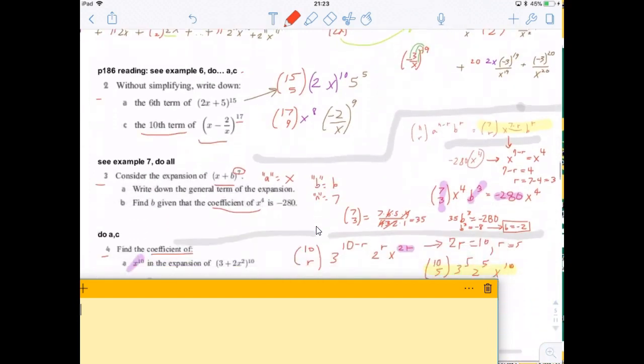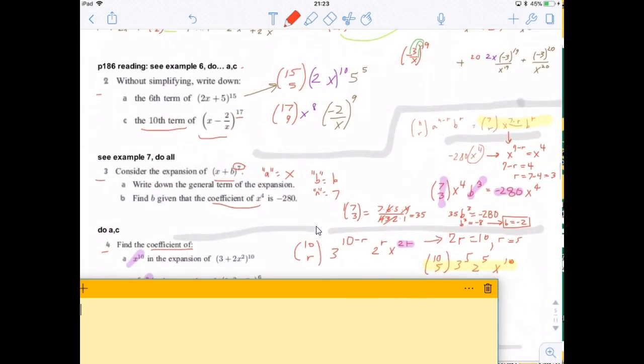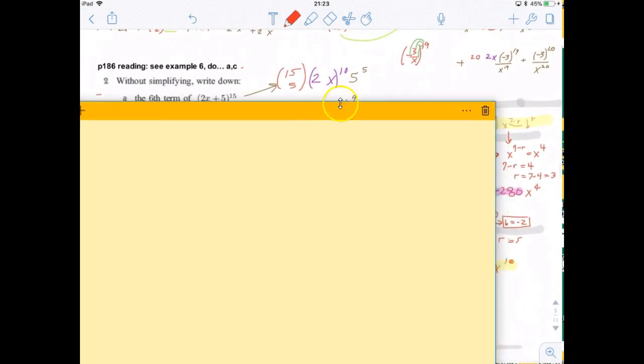Let's go back to number 2 now. Okay, so we know that the purple a term is going to have the exponent n minus r. N minus r, so 15 minus 5, so it's 10.